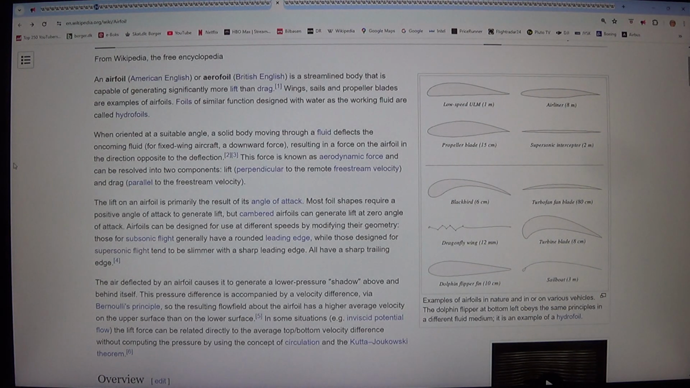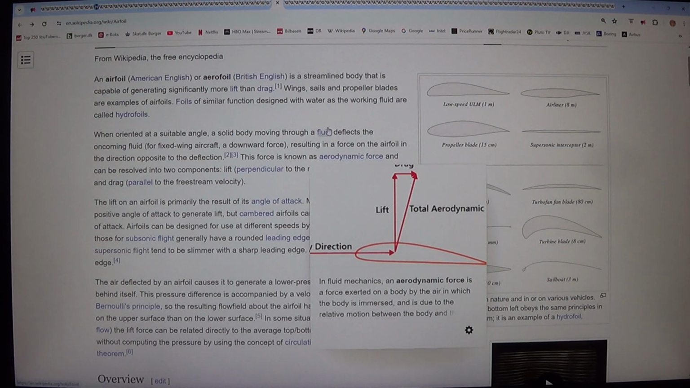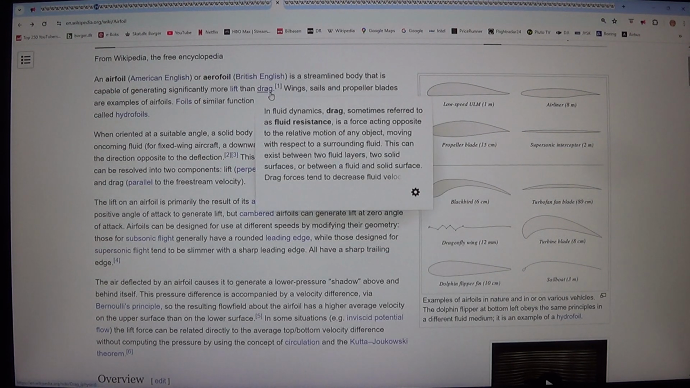When oriented at a suitable angle, a solid body moving through a fluid deflects the oncoming fluid. For fixed-wing aircraft, a downward force, resulting in a force on the airfoil in the direction opposite to the deflection. This force is known as aerodynamic force and can be resolved into two components: lift, perpendicular to the remote free stream velocity, and drag, parallel to the free stream velocity.